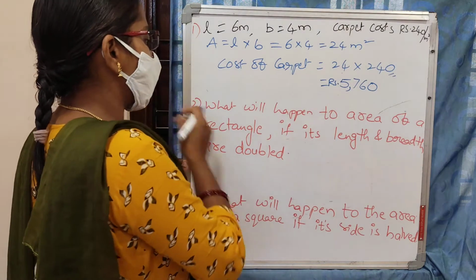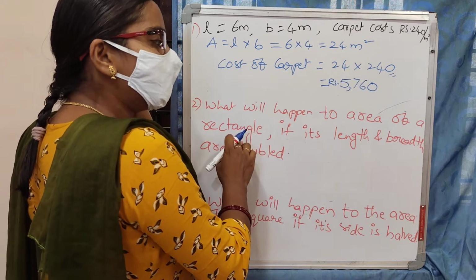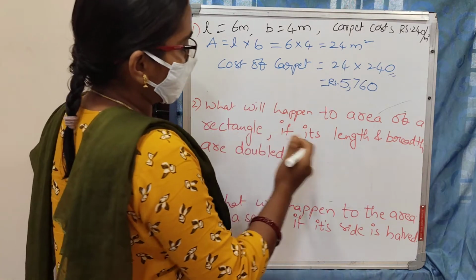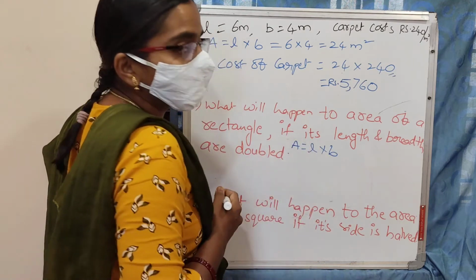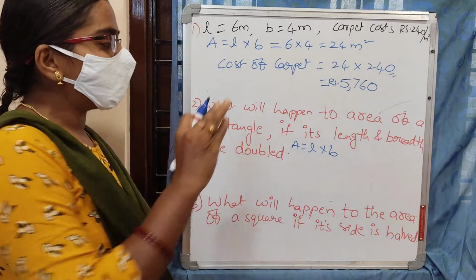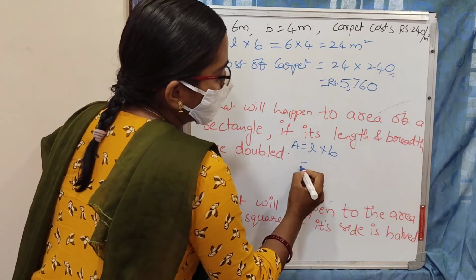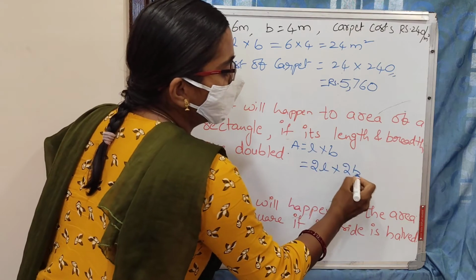Next we have another question. What will happen to the area of a rectangle if its length and breadth are doubled? The area of a rectangle is L into B, we know that. If that rectangle's length and breadth are doubled, the length becomes 2L and the breadth becomes 2B.